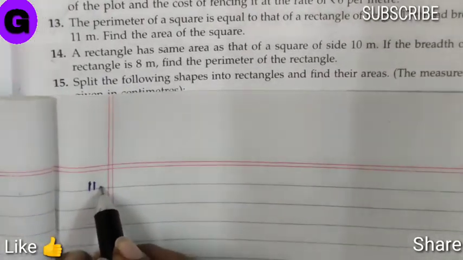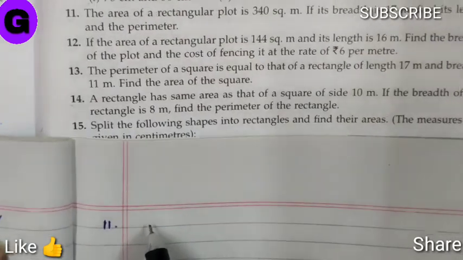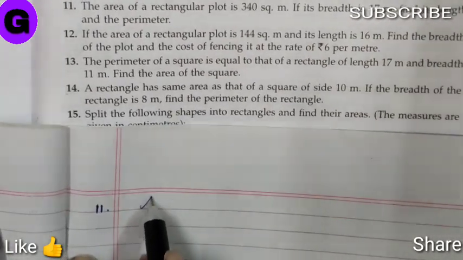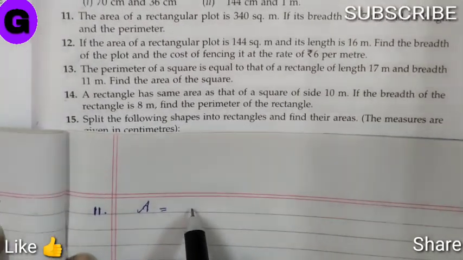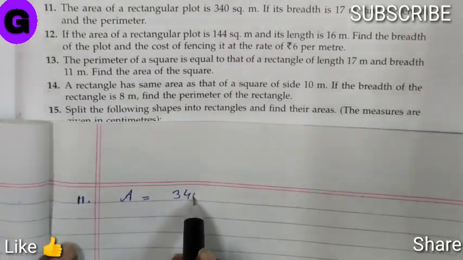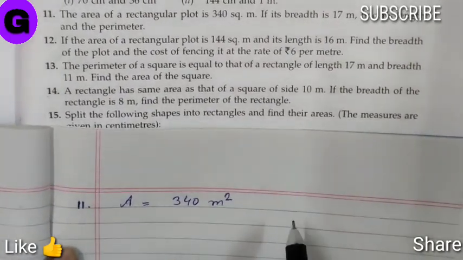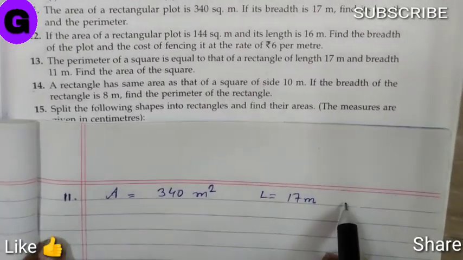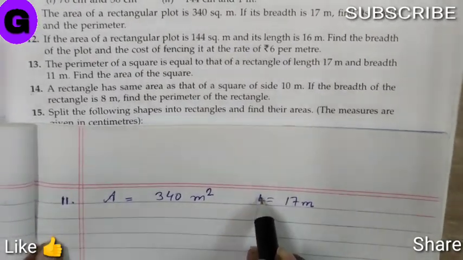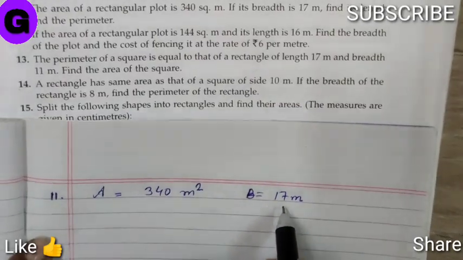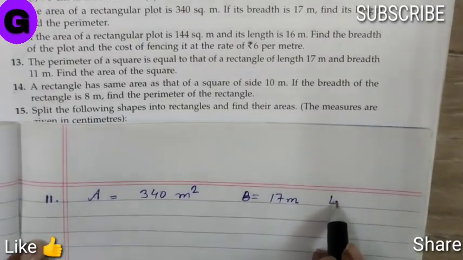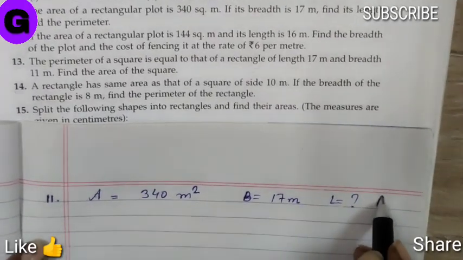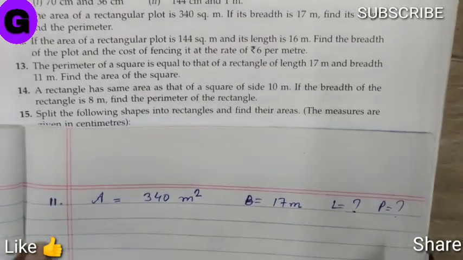Sum number 11. The area of a plot is given as 340 meters square. Its length is given as 70 meter. We have to find... its breadth is given as 17 meter. We have to find its length and perimeter.